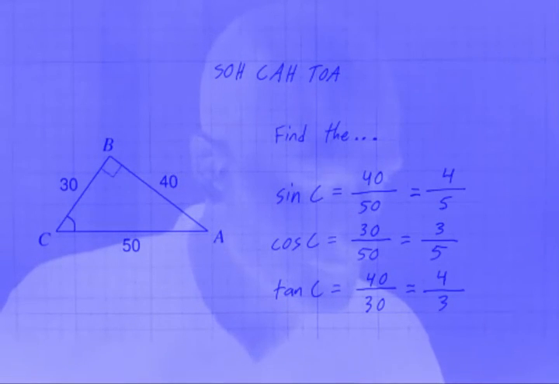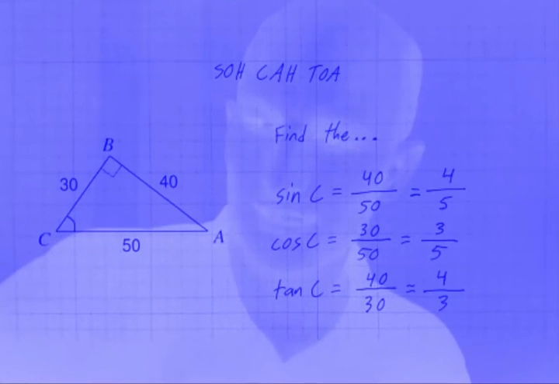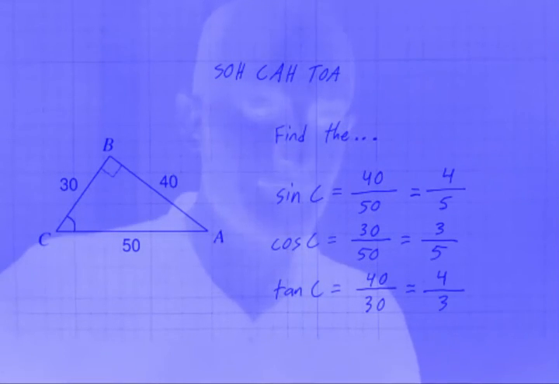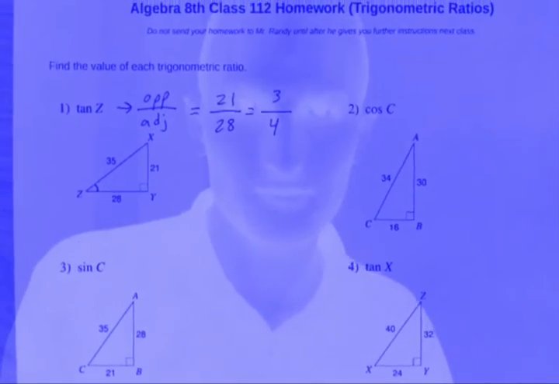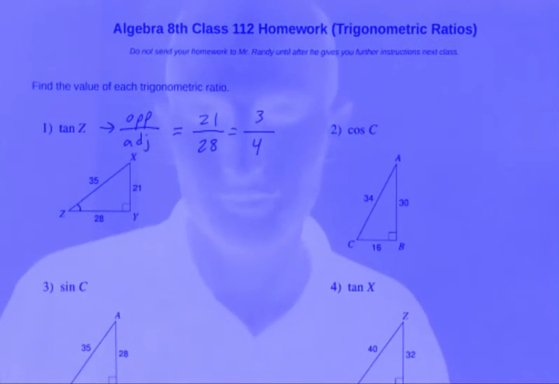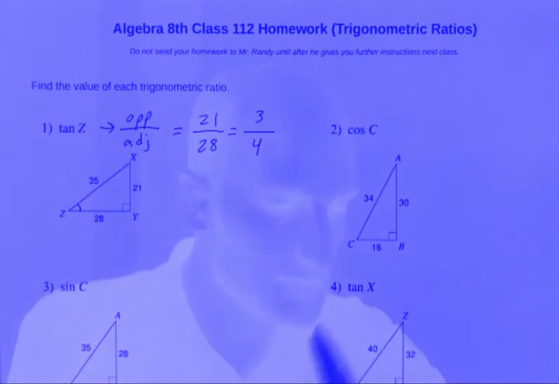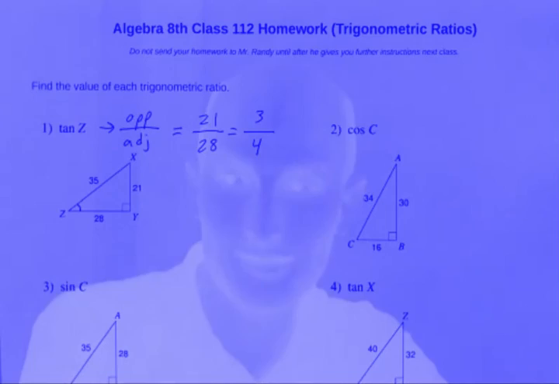Okay, let's take one more glance at your homework, and then you guys will be ready. So your homework has 8 questions. I already did the first one for you. Let's look at number 2. We're not going to do the whole thing, but we'll look at it. They say find the cosine of C. So they're saying the reference angle is C, and they want to know the cosine.